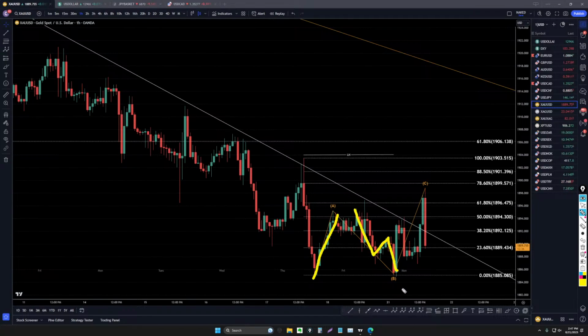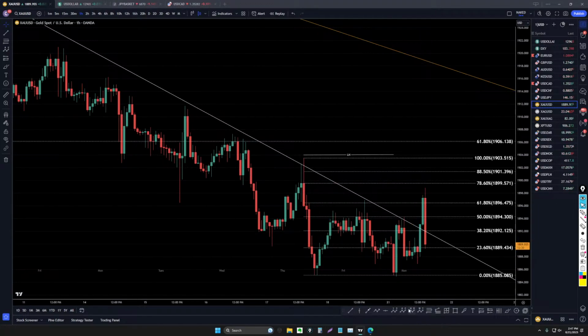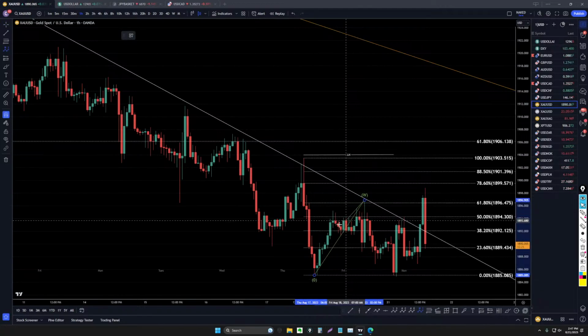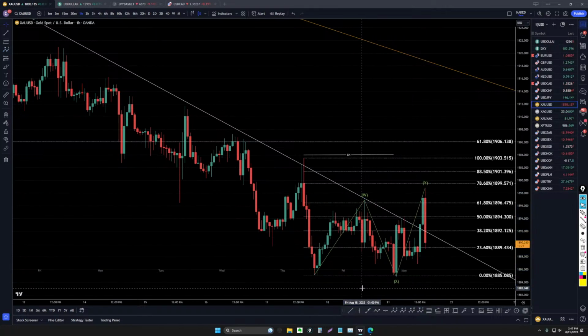1, 2, 3 waves down. Yeah, this is definitely not an ABC. This is a WXY. I was talking to one of my members earlier about this pattern. That's definitely not an ABC. It's a W. 3 waves up for a W. 3 waves down for an X. 3 waves up for a Y.